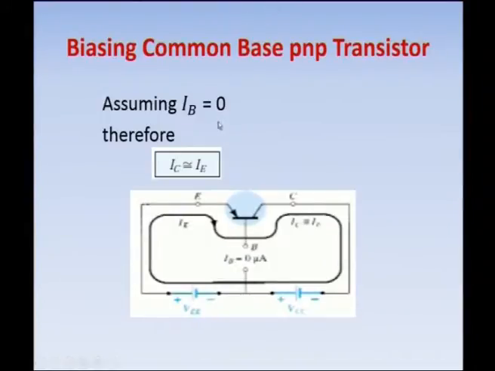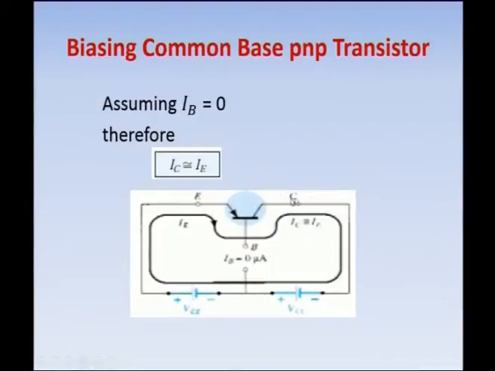Assuming IB equal to 0, as I already told you, IC is approximately equal to IE. How is it happening in the circuit? So, this is the common base transistor. Base is common, or it is grounded, which is in between the emitter and the collector.